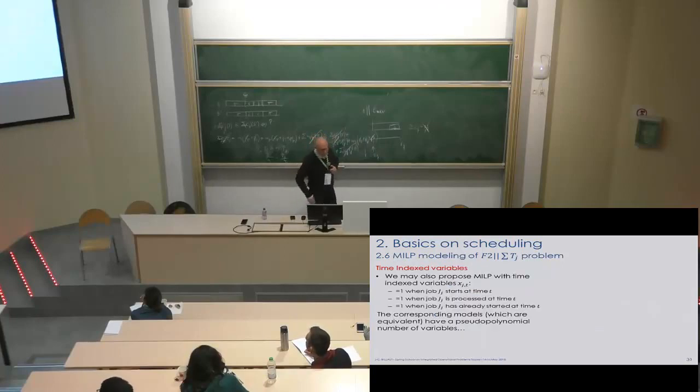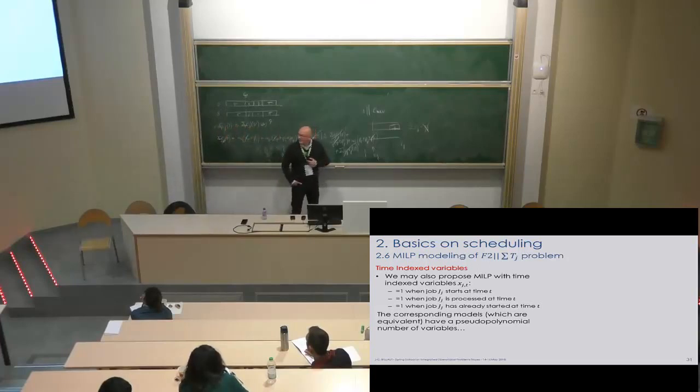Okay, we can also propose models with time-indexed variables. I didn't put the detail, but we have several ways to define time-indexed variables. x_jt equal to 1 when job j starts at time t, or when job j is processed at time t, or when job j has already started at time t, etc. All these models are equivalent.